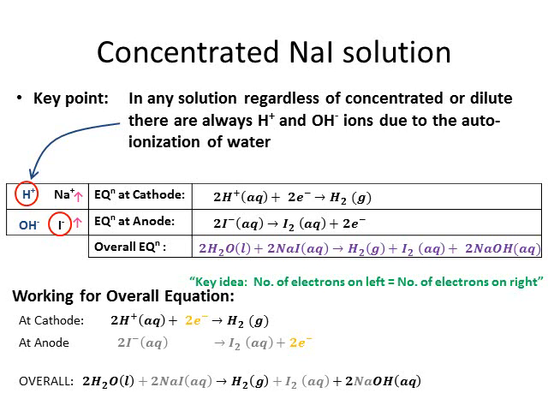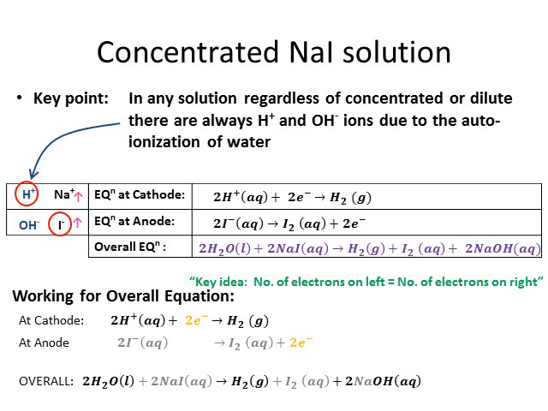Now let me pause here for a minute. There are some key observations that you need to take note of. First of all, you will notice that the solution becomes more alkaline, because the H plus ions are actually being discharged at the cathode, leaving behind the OH minus ions, which you can see also from the overall equation.